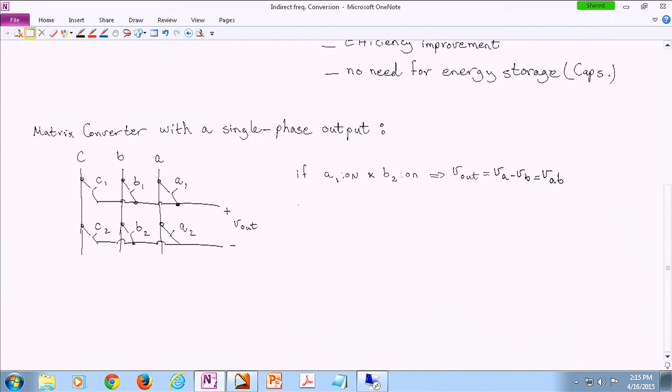And then, for instance, if B1 is on, so we have to pick one switch from the top and then one switch from the bottom, and then A2 is on. Then okay, so let's see. B1 is on, and then A2 is on. So V out is VB minus VA, or VBA.